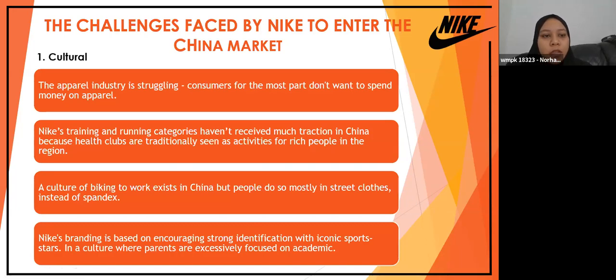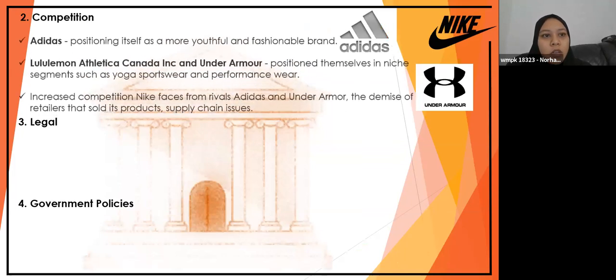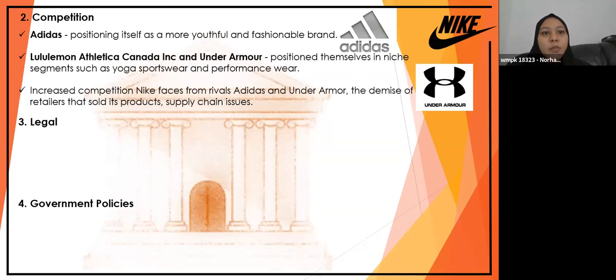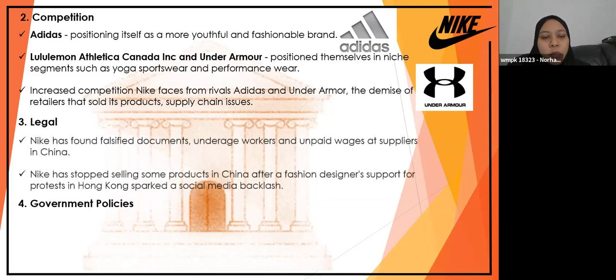Okay, next. The second one is the competition. Adidas positions itself as a more youthful and fashionable brand. The other competitors are Lululemon and Athletica Canada Inc. and Under Armour, which position themselves in niche segments such as yoga, sportswear, and performance wear. So Nike faces increased competition from rivals Adidas and Under Armour. The third point is the legal side.